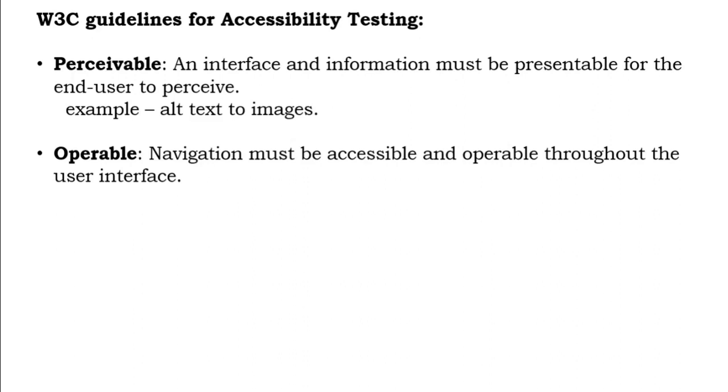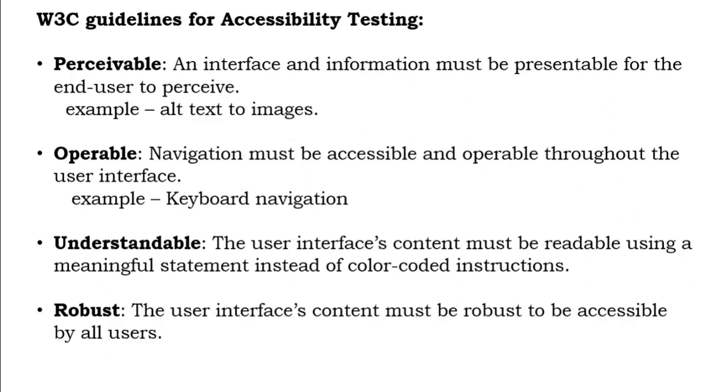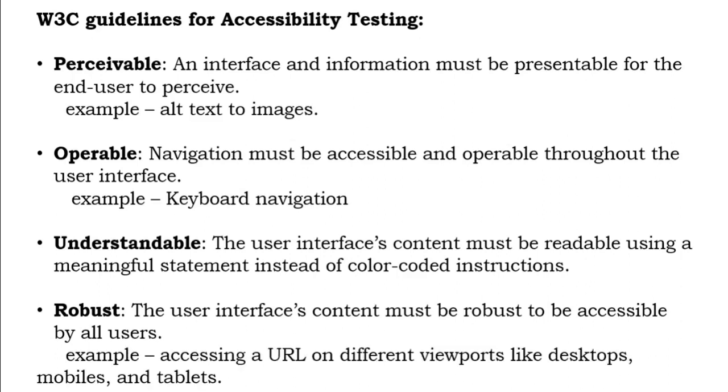Operable: navigation must be accessible and operable throughout the user interface, for example, keyboard navigation. And understandable: the user interface content must be readable using meaningful statements instead of color-coded instructions. So we must make it very understandable with clear content. And robust: the user interface content must be robust enough to be accessed by all users, for example, accessing a URL on different viewports like desktop, mobile, and tablet. If I am implementing accessibility for disabled people, then it must be accessible via desktop, phone, or tablet, anything.